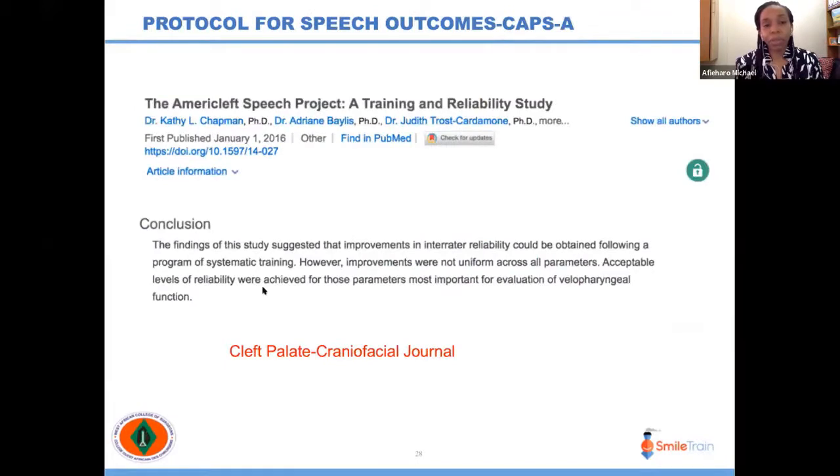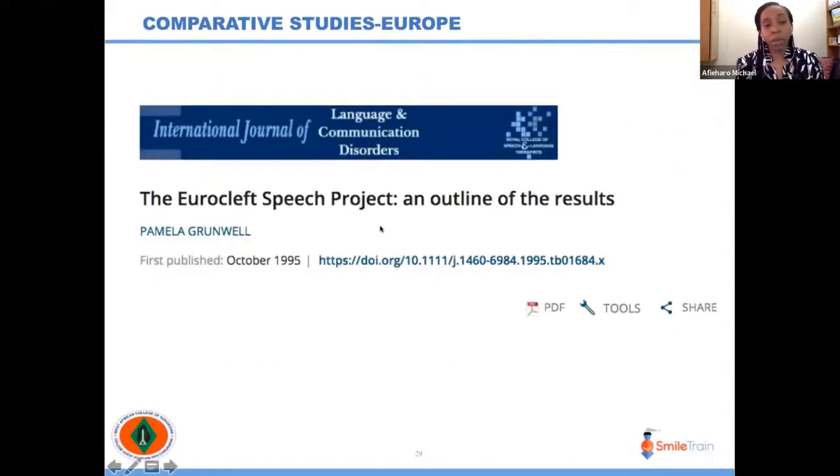The AmeriCleft Speech Project actually also highlighted how possible it is to use a tool, because they found that when assessors were trained on a particular tool, the CAPS-A, they found good reliability after this training, and so they were able to use it, particularly to determine parameters most important for evaluation of velopharyngeal function in children who required speech therapy. What this resulted in was providing evidence that a tool such as the CAPS-A could be used for cross-linguistic studies.